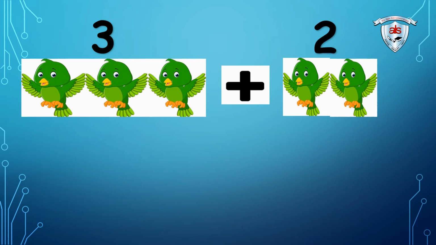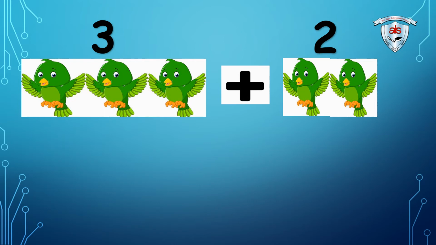Okay, there are 2 birds in another group. So 3 and 2. So what we need to do is add both the groups together. Okay, so now let's put these groups together and find out all together how many birds.